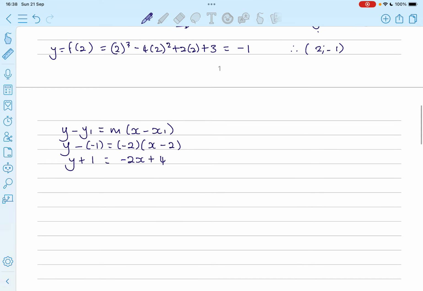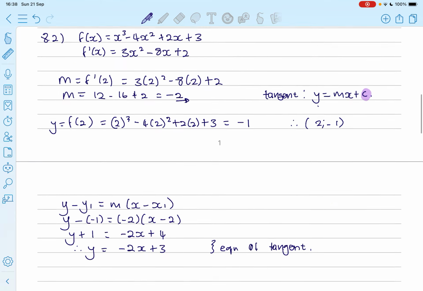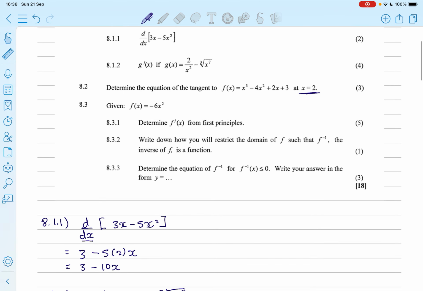And then taking the 1 to the other side, we therefore end up with y equals negative 2x, 4 minus 1 becomes plus 3. And this is therefore the equation of our tangent. So equation of tangent. And we have solved the problem. Okay, great. Let us now move on to 8.3.